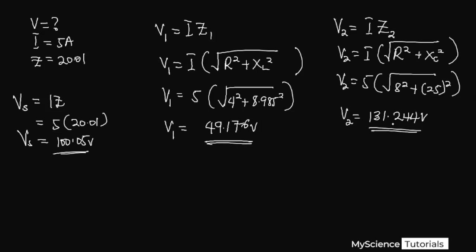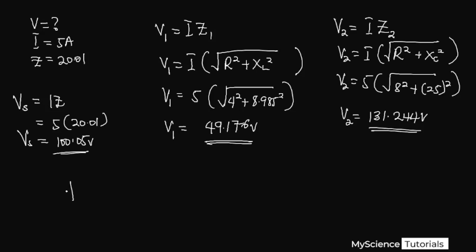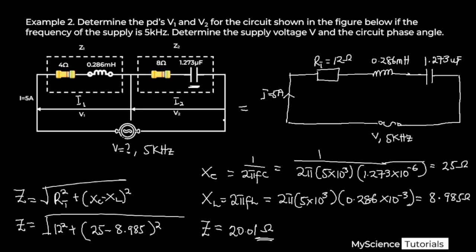The last thing we were told to find is to determine the circuit phase angle. So to find the phase angle, you know that tan of the phase angle is equal to the ratio of XC minus XL all over R. So this implies that our phase angle is equal to the tan inverse of our XC, 25, minus 8.985, all divided by 12, which is the total resistance we have in the circuit over here.